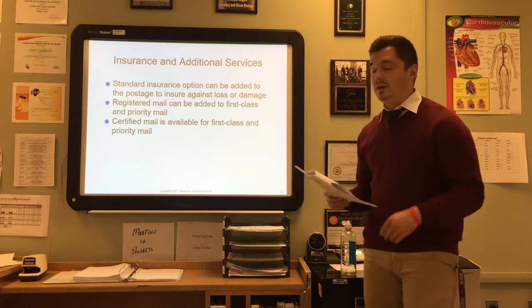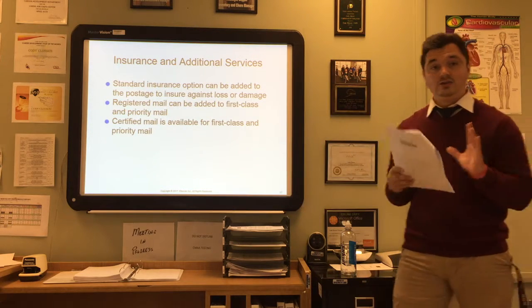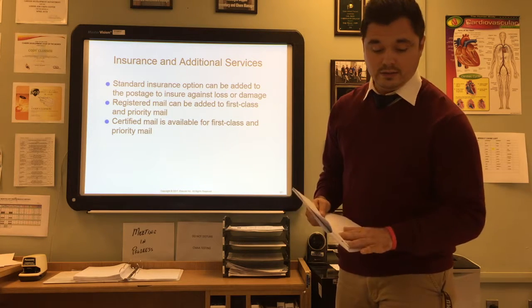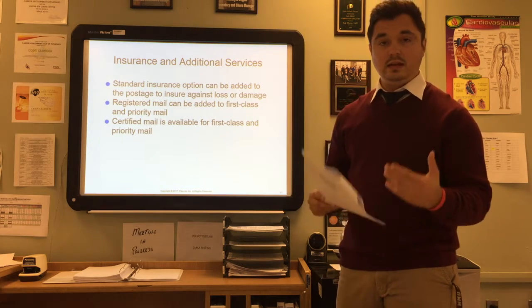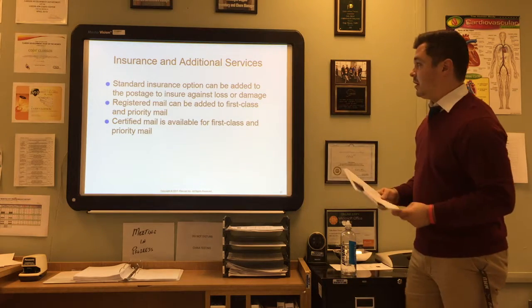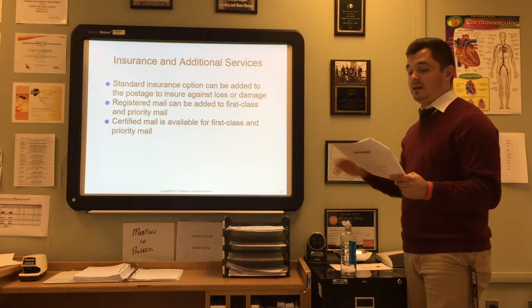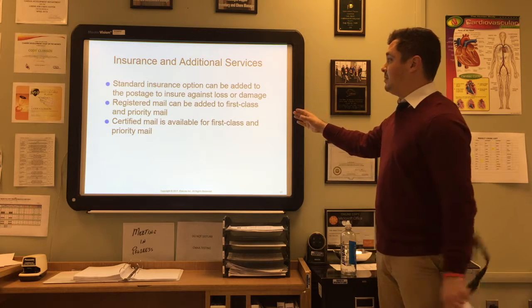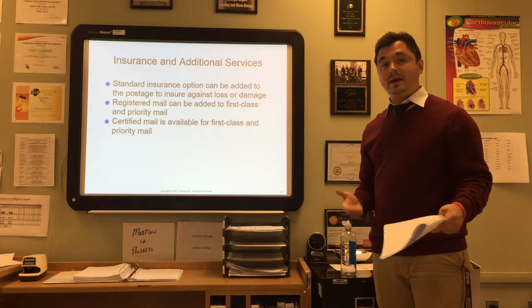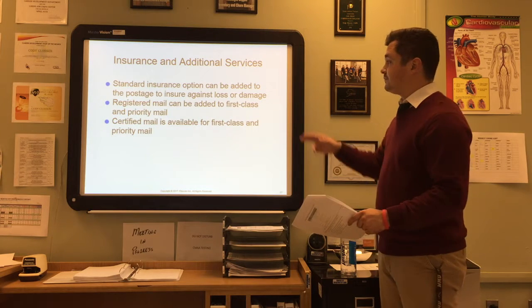That one is super important, and I know it's not on the slide, and it should be. Okay, look over that, understand the different types of classes of mail and additional services that they offer, because you do need to know them. And here are a couple that we'll just highlight from that table. Standard insurance option can be added to the postage to insure against loss or damage. Basically, if anything happens to that package, you will be refunded the price of it.